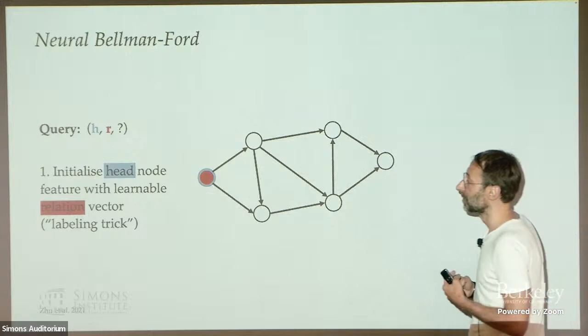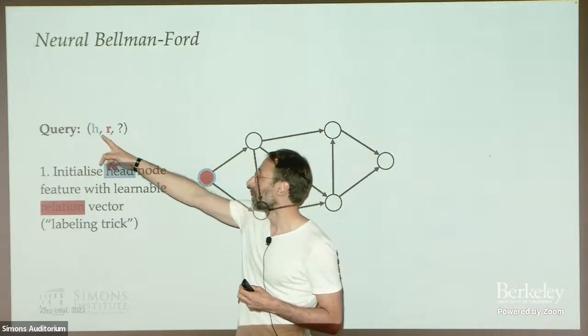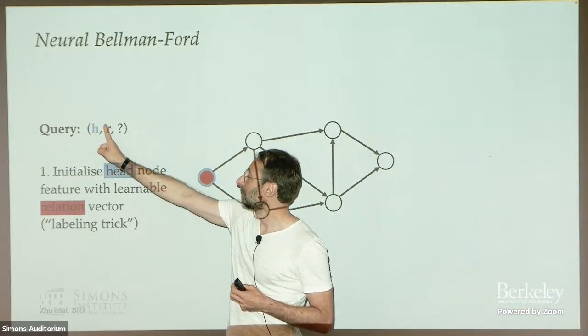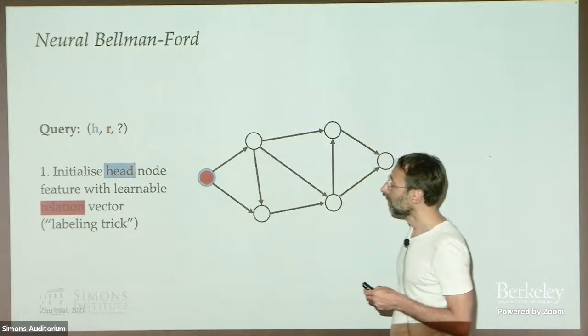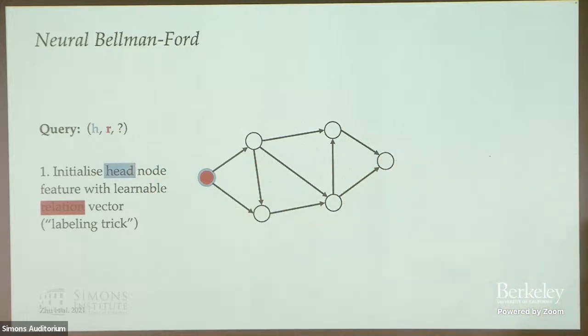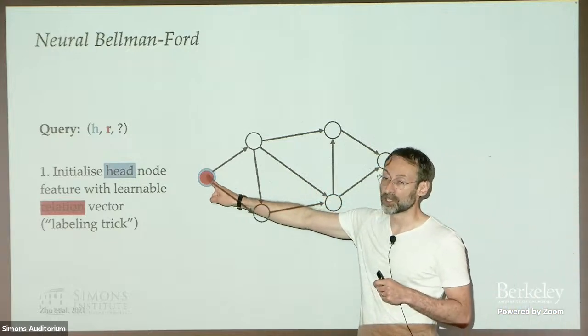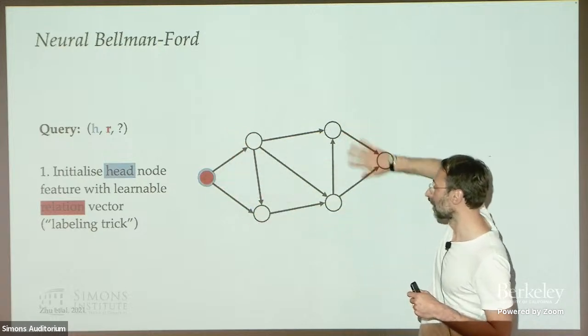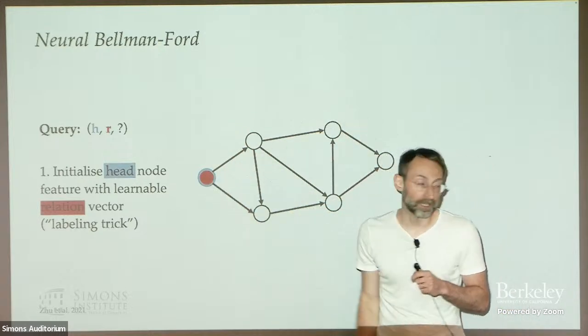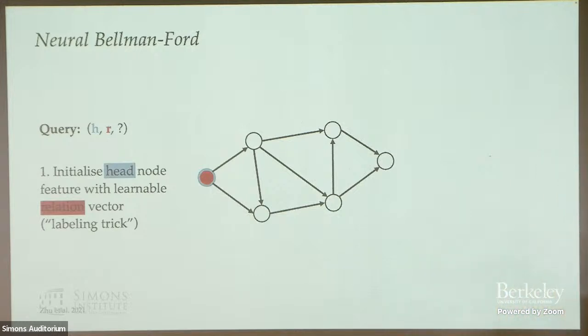But basically, the idea here is the following. Imagine that we have, again, a query of the type head, relation, and we try to predict the tail. So we use what is called the labeling trick. We initialize the head node feature with a learnable relation vector. Everything is set to 0, but for the node that I'm interested in, I put the information about the relation. So I condition on the relation that I'm trying to predict. And now I do message passing on the graph. I propagate this information in the graph.